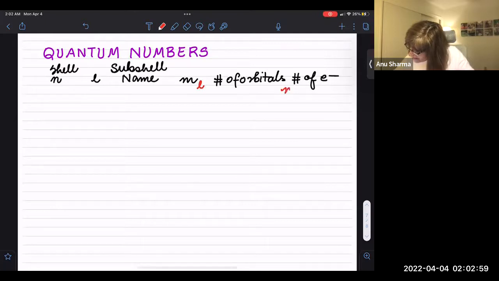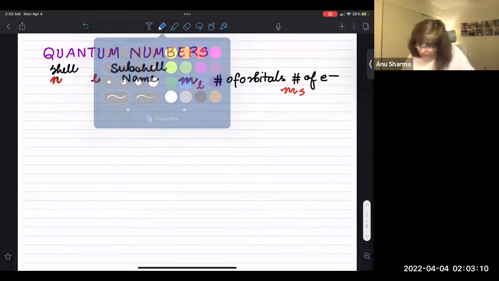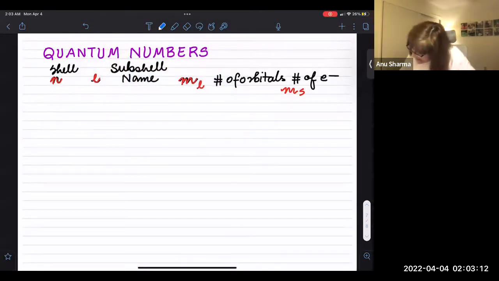So this would be related to MS. Okay, so this is ML, and this is L, and this is N. Okay, now let's do this. When the value of N is equal to 1, in other words, the first energy level, the number of L is equal to, remember, n-1. So 1 minus 1 is 0.